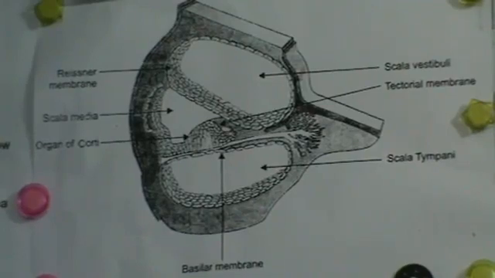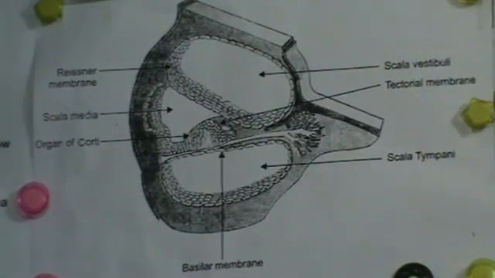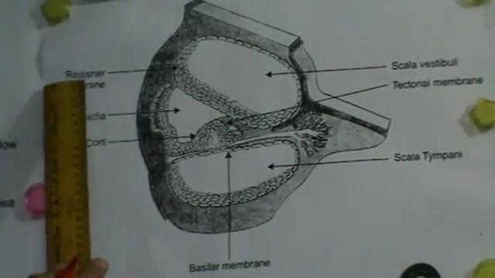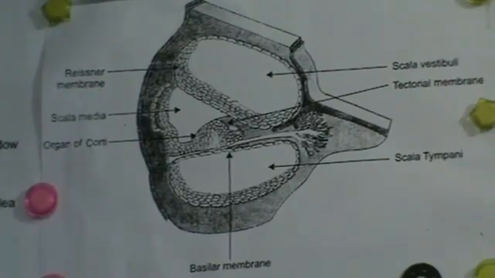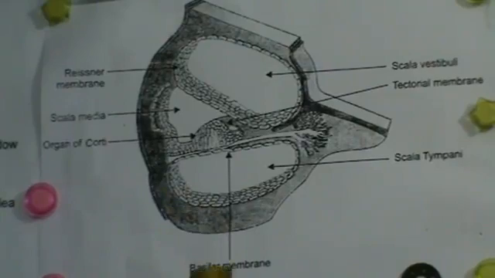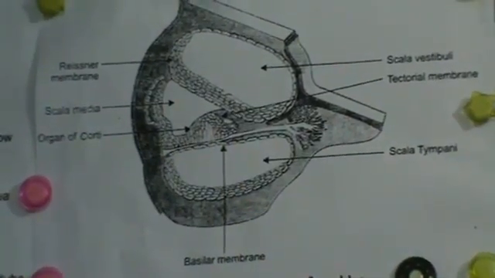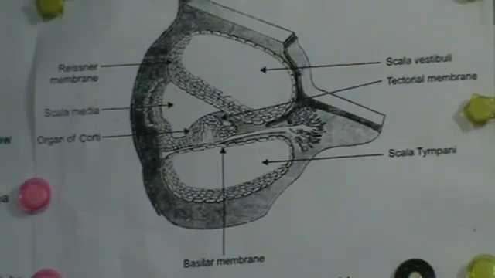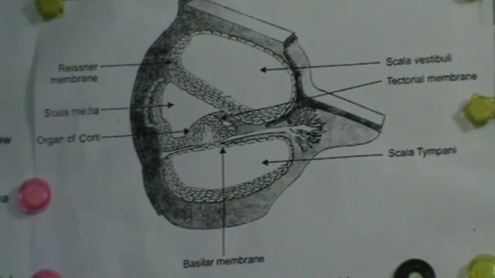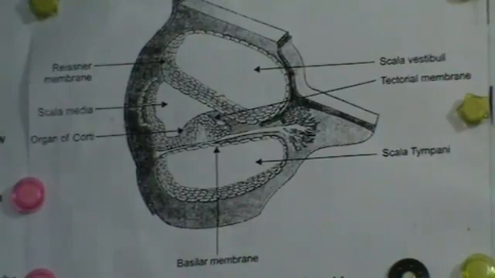Now, how does it make these coils? It makes these coils with the help of a membrane called the Reissner membrane, right? And there's another membrane, the basilar membrane. So these are the two membranes that enable the cochlea to make coils around these three bony structures.